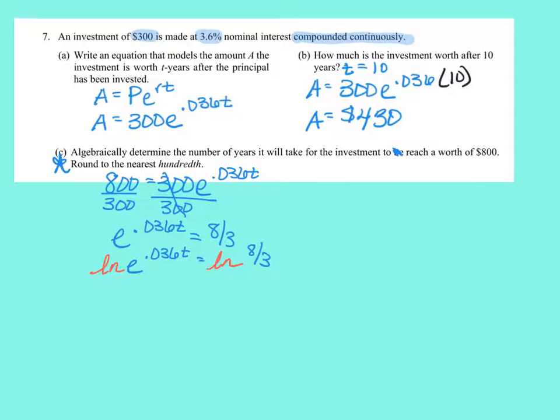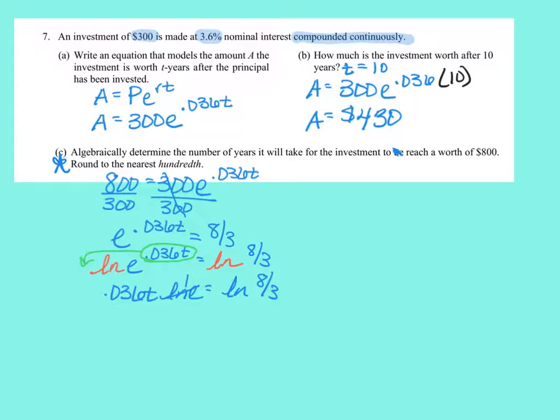Okay? And then we also learned the power rule, which tells us when we have a log, natural or regular, our exponent can go down in front. So I have 0.036t times the natural log of e equals the natural log of 8/3. The natural log of e is 1, which is the whole point in doing this.